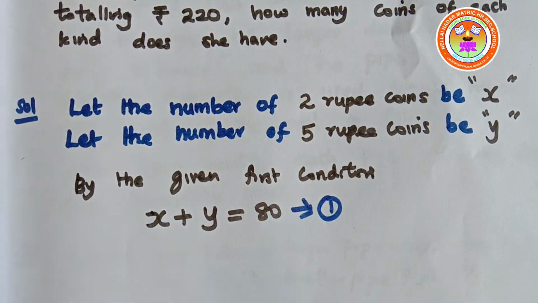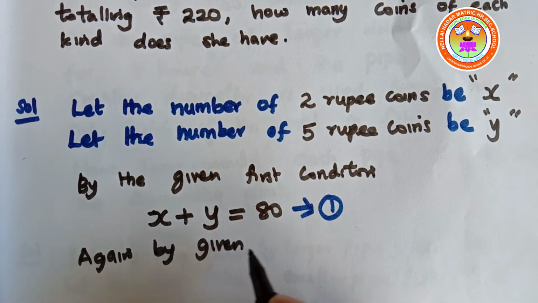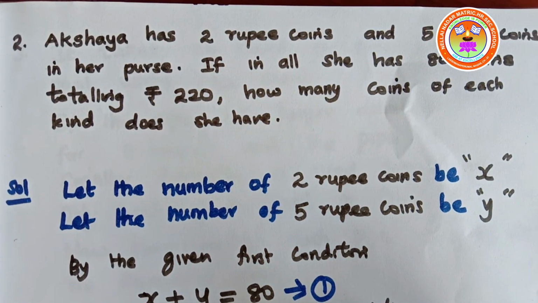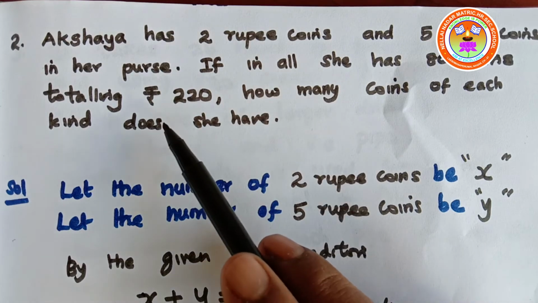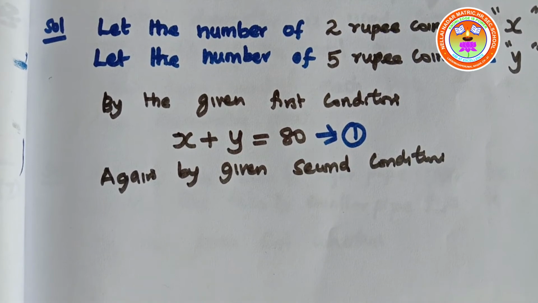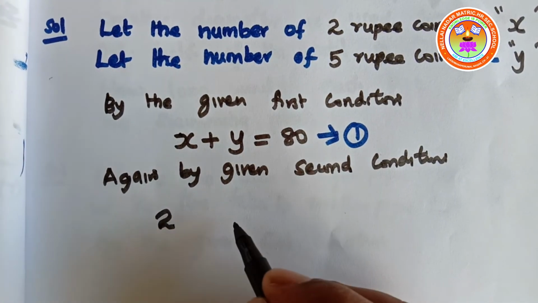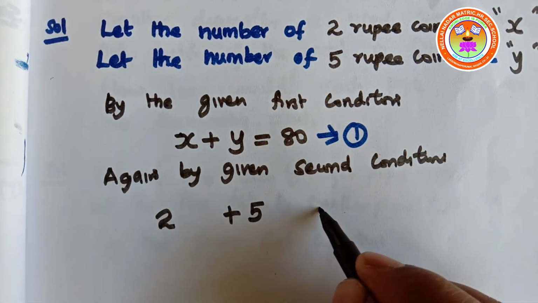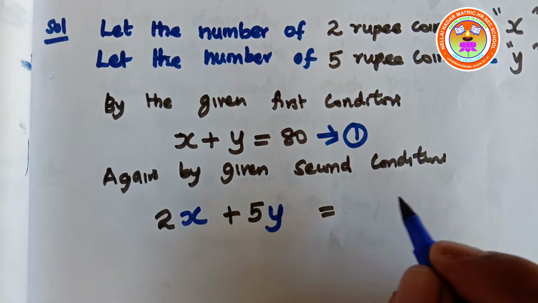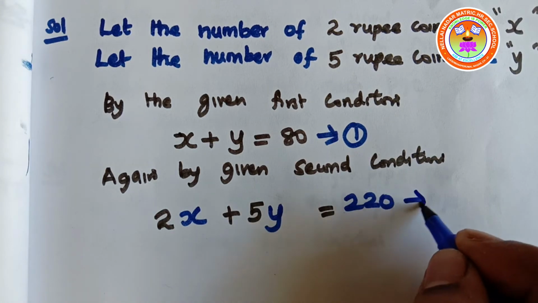It's clear children. Again by the given second condition. What is the second condition given? 2 rupee coins and 5 rupee coins totally is how much? 220, right? 2 rupee coin is 2 into x, 5 rupee coin 5 into y, total is how much? 220. You consider this as equation number 2.